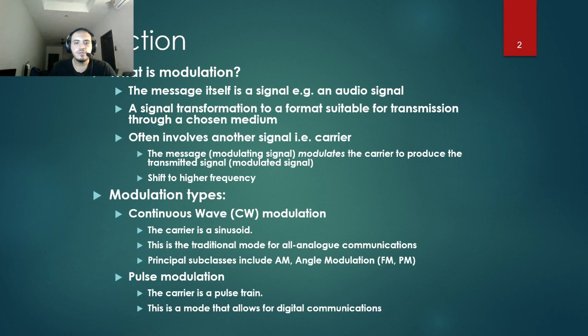Modulation types: we have continuous wave modulation and pulse modulation. For continuous wave, the carrier is a sinusoid, and for pulse, the carrier is a pulse train. Continuous wave is the traditional mode. However, pulse modulation allows for digital communication.